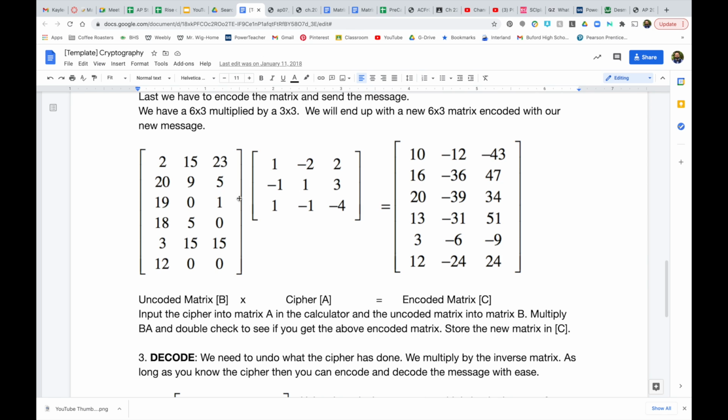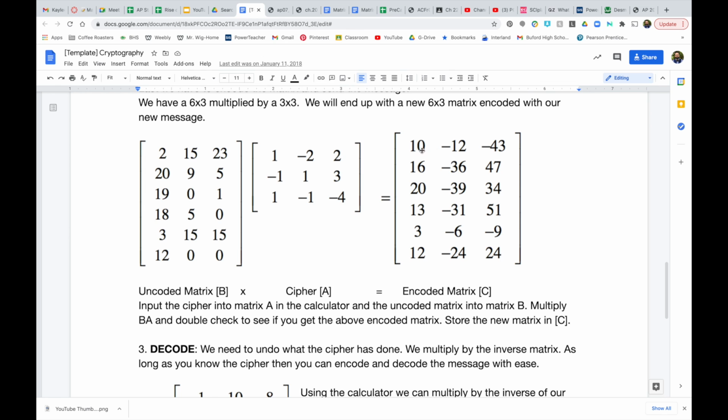So here's what happens. I'm using the calculator to do this. The uncoded matrix, B, is going to be here, and I'm going to have to multiply B times cipher A. Okay, so we're using B times A, and we're going to get this result here. And that creates a very large matrix, but it's the exact same size as the previous matrix, right? It has 3 columns, it has 6 rows, but the numbers don't necessarily correspond to anything we're normally used to seeing with letters.